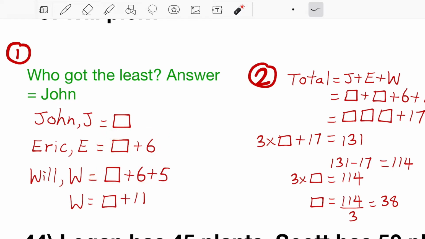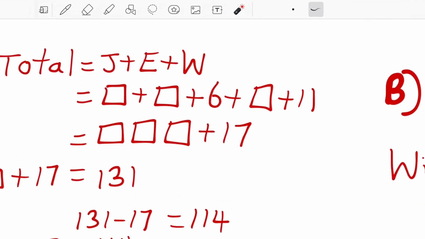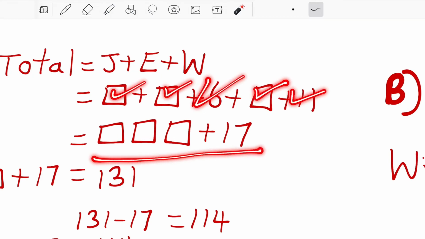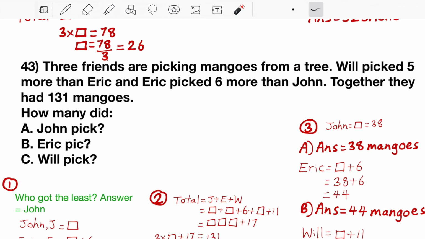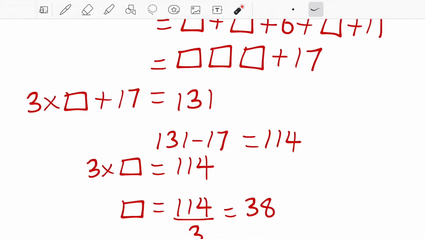So the next step is to find the total. To find the total, we're going to add the different persons' amounts. So 1 box for John, box plus 6 for Eric, and box plus 11 for Will. That's a total of 1, 2, 3 boxes, and then 6 plus 11 is 17. Now they gave us a total as 131. So the 3 boxes plus 17 is equal to 131.